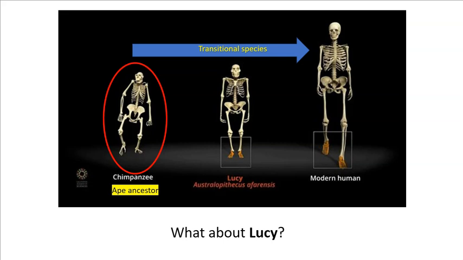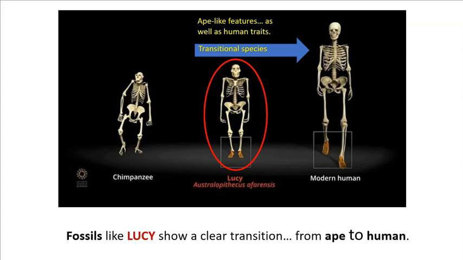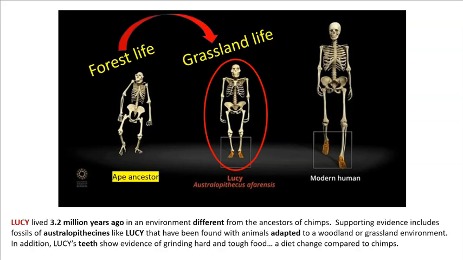So what about Lucy? Well, if Lucy's transitional, then we suspect that she's going to have features of apes and features of the future human group. And indeed, she really does. She's a nice example of a transitional species. And that transition, recall, is from forest life to grassland life.